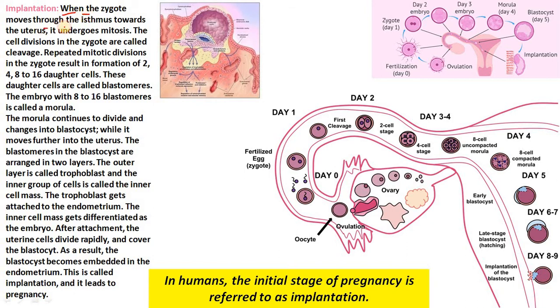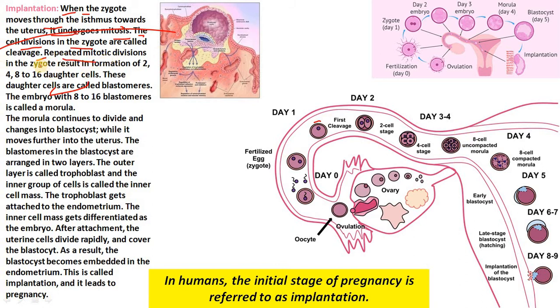When the zygote moves through the isthmus towards the uterus, it undergoes mitosis. A number of cell divisions occur repeatedly and fast. The cell divisions in the zygote are called cleavage. You can see in this picture that one cell divides into two cells. This is the first cleavage, okay? And then the second cell stage, then the fourth cell stage. Multiple cleavages occur. I am coming to this.